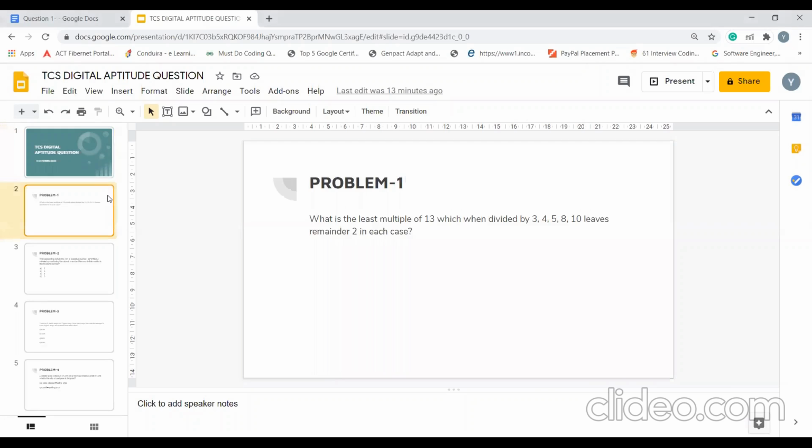The first question is, what is the least multiple of 13 which when divided by 3, 4, 5, 8, 10 leaves remainder 2 in each case? So how to solve this problem? Let's look into it.